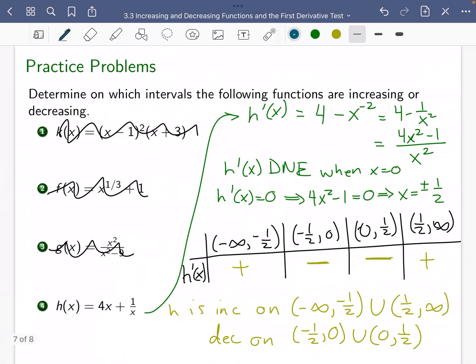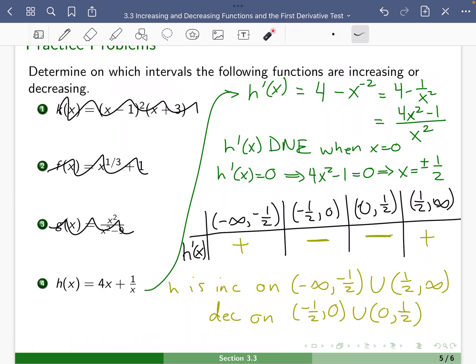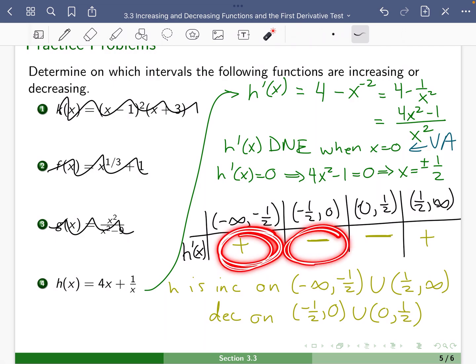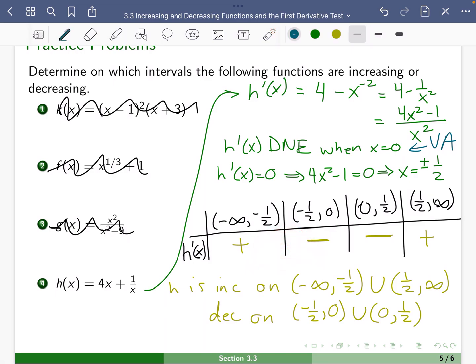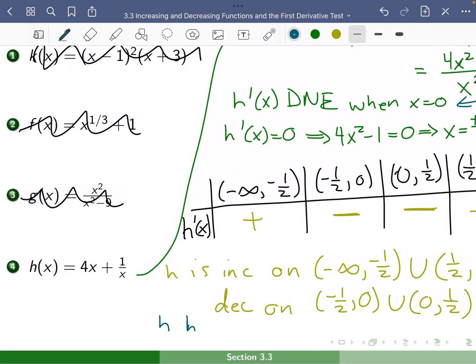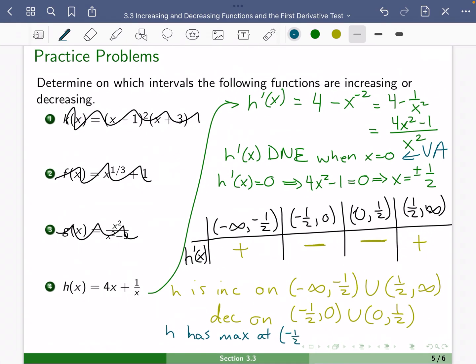And let's look at our final example, example 4. Before we get too far in, notice that 0 is going to be a vertical asymptote. But at negative 1/2 and positive 1/2, we can have interesting things happening. At negative 1/2, our derivative changes from positive to negative, so it's going from increasing to decreasing. So we must be at a maximum at negative 1/2, and the output when you plug in negative 1/2 is negative 4.